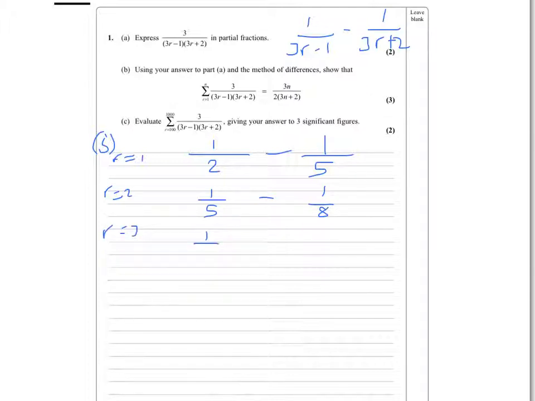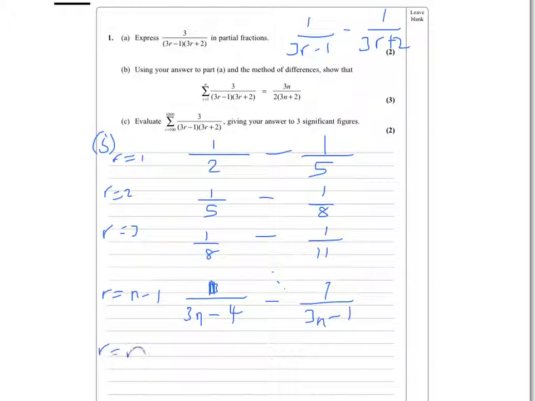r equals 3, best to go a bit down with this, so 1 over 8 minus 1 over 11, and that continues in that sort of pattern which I've now seen until we get to r equals n minus 1. I don't need to go any further back than that because I can see the cancelling is happening there. So r equals n minus 1, we get 1 over 3 times (n minus 1) minus 1, it's 3n minus 4 if we really must, minus 1 over 3 times (n minus 1) plus 2, which is that.